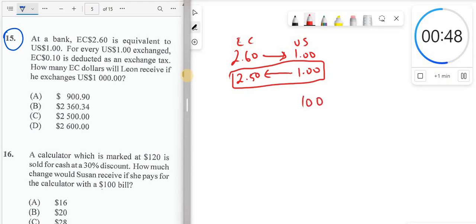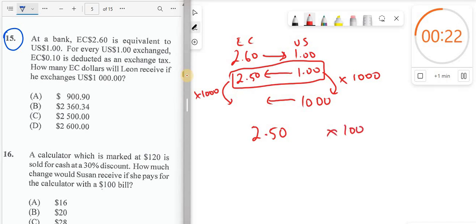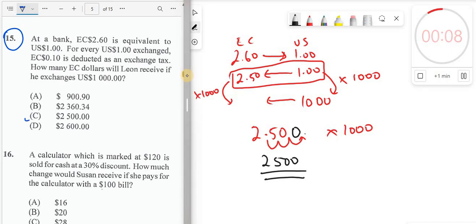So for 1,000 US dollars that you exchange, what's your EC equivalent? Well, it's $1 to $2.50. So to move from 1 to 1,000, you multiply by 1,000, right? So to move from 2.50 to the answer, you multiply by 1,000 as well. So you have 2.5 multiplied by 1,000. That means you move the point 3 places to the right. 1, 2, 3. You put the 0 right here. Point goes at the end. So you're left with 2,500.